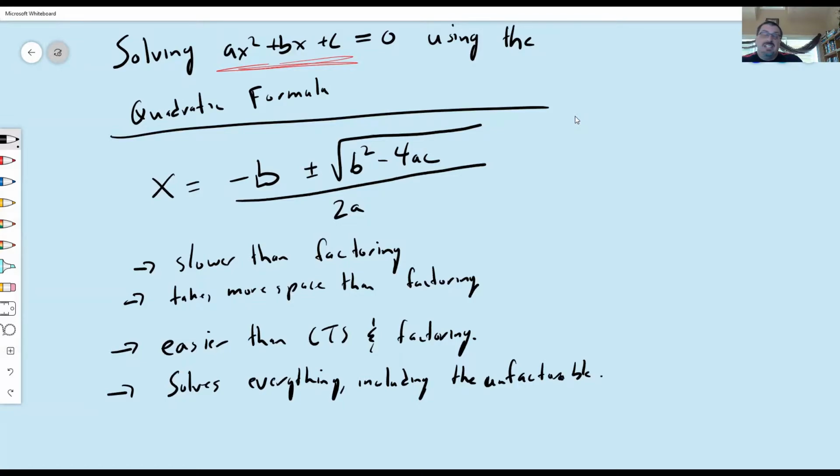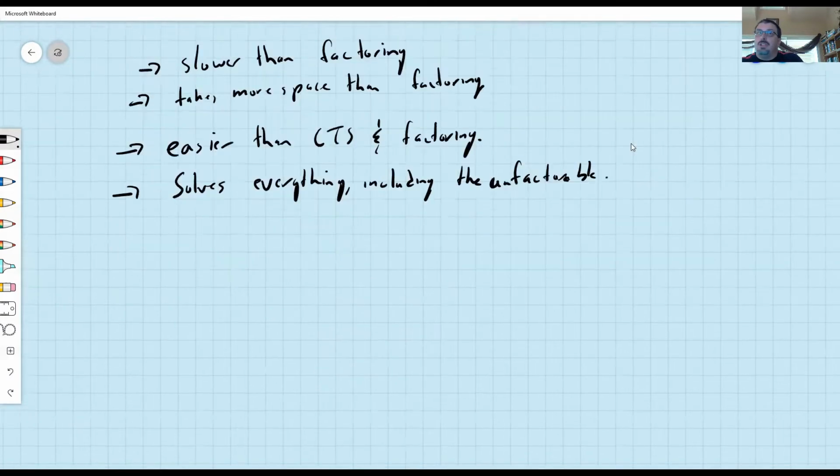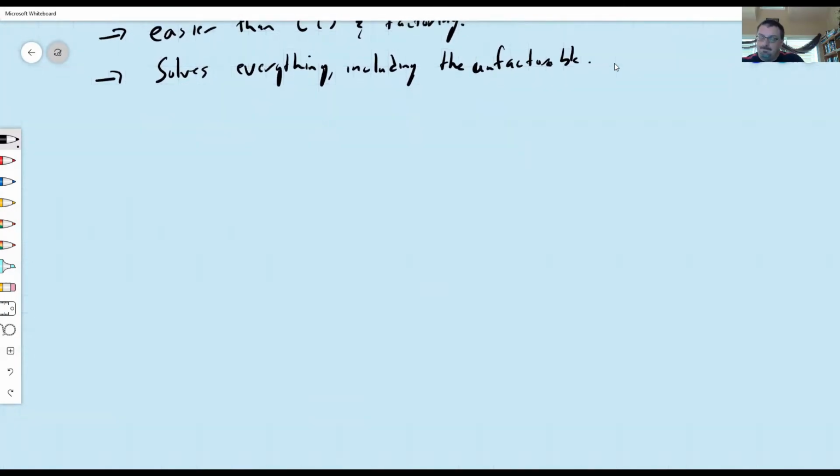So because of this, anytime you see something that you think is unfactorable, if you don't factor, or complete the square, or even use the quadratic formula, it will be wrong. So let's give one a try. Let's solve x squared plus 2x equals 5.